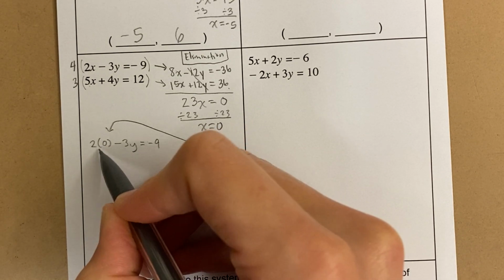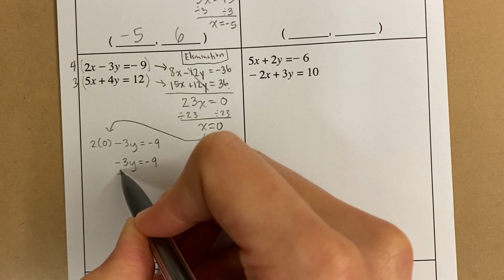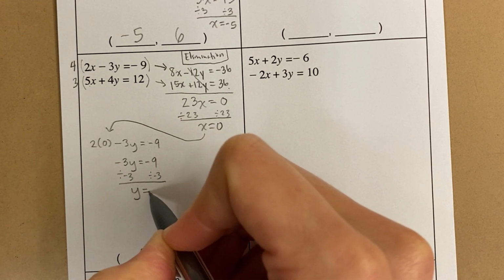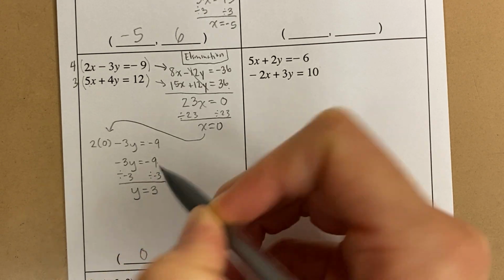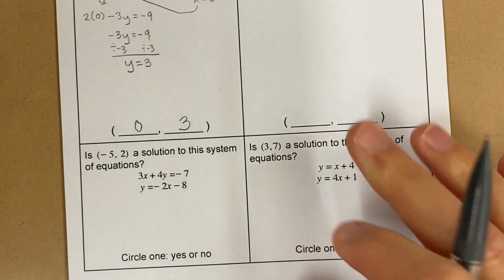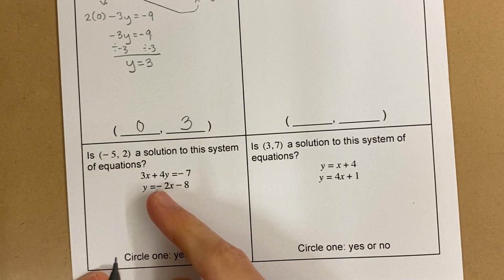So 2 times 0 is 0. I'm going to divide by negative 3. And I get y equals negative divided by negative is positive 2. Last thing, I'm going to check if this is a solution to these equations.